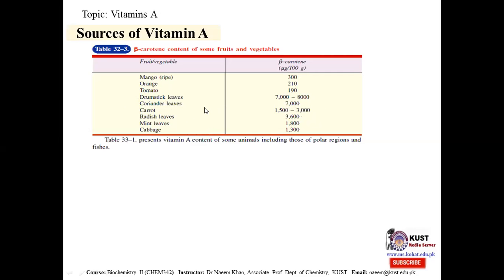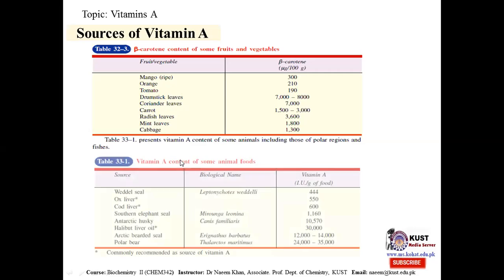So we can say that in the plant world, vitamin A is widely distributed, and its sources include mango, orange, tomato, drumstick leaves, coriander leaves, carrot, radish leaves, mint leaves, and cabbage. Similarly, there are animal foods, which have different sources where we can get vitamin A in our food.